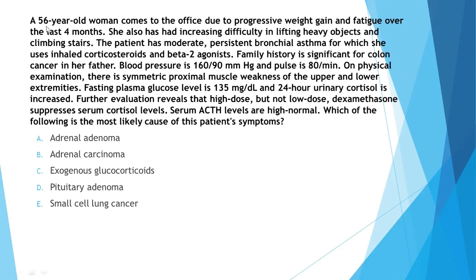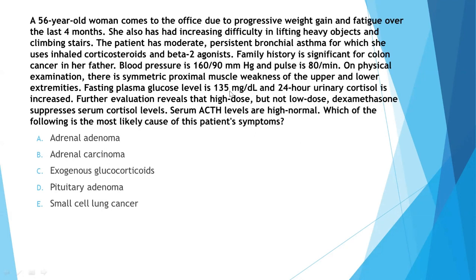Now here we have a 56-year-old woman who comes to the office due to progressive weight gain and fatigue over the last 4 months. She also has had increasing difficulty in lifting heavy objects and climbing stairs. The patient has moderate persistent bronchial asthma for which she uses inhaled corticosteroids and beta-2 agonist. Now, family history is significant for colon cancer in her father. Blood pressure is 160 over 90, which is quite elevated, and the pulse is 80 per minute. On physical examination, there is a symmetric proximal muscle weakness of the upper and lower extremities.